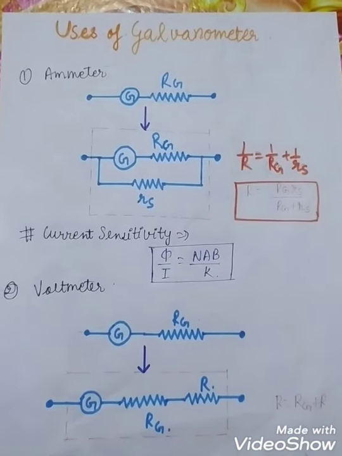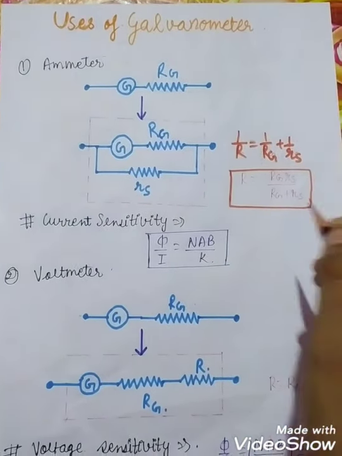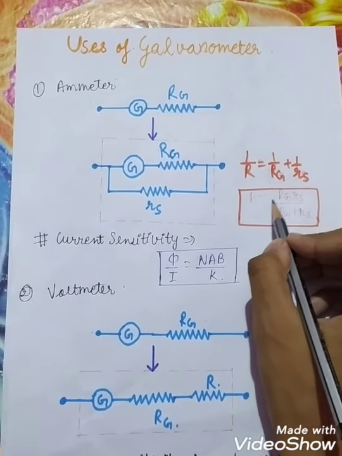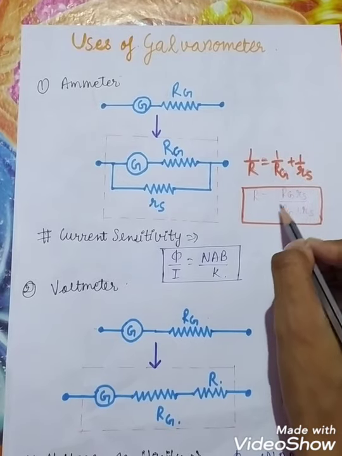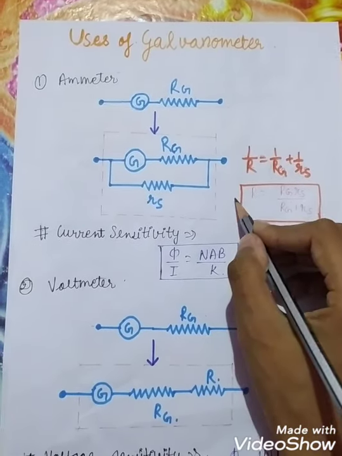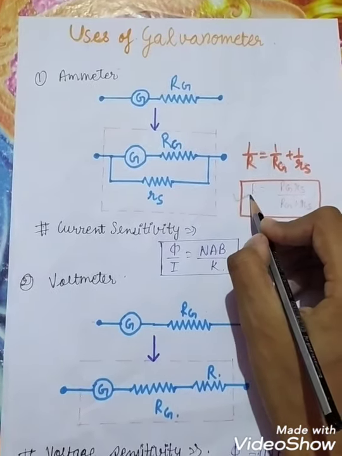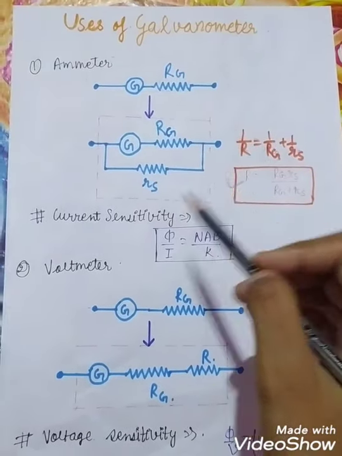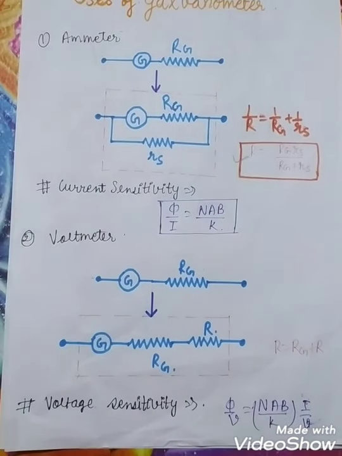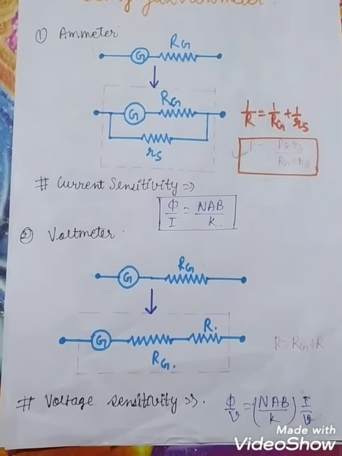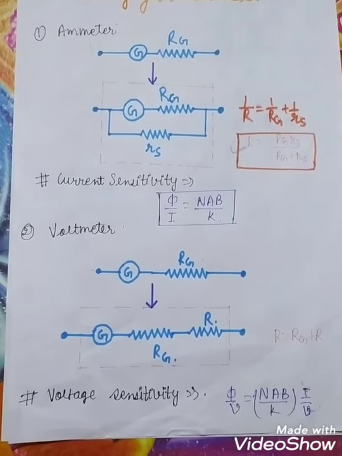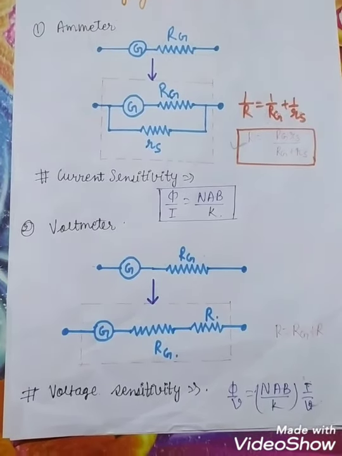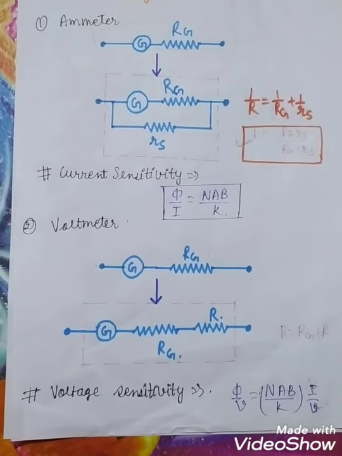So how can we get the equivalent value? After solving it, R becomes equal to Rg into Rs upon Rg plus Rs. So this is the equivalent resistance of the circuit. So how can we use the galvanometer as an ammeter? Simply, we use a very small resistance, called a shunt, in parallel to the galvanometer, and use this galvanometer as an ammeter.